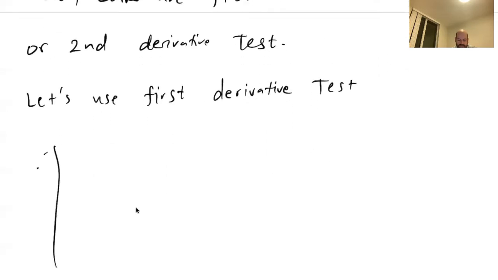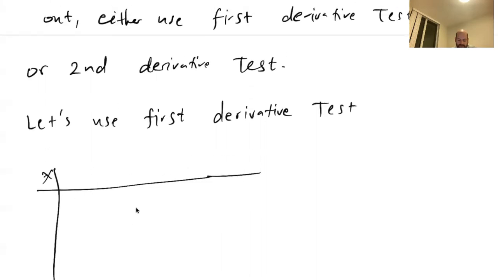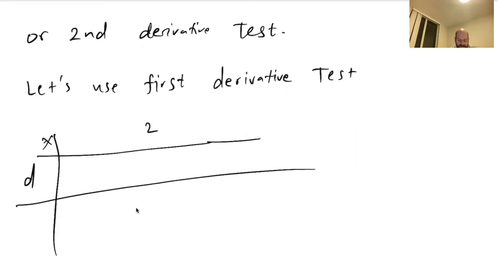So these are the x values from minus infinity to infinity. We have only one critical point at 2. f is the notation that I used for the original function, x squared. Let me use d, which was the distance function. So d prime of x and d of x here. At 2, the derivative became 0.